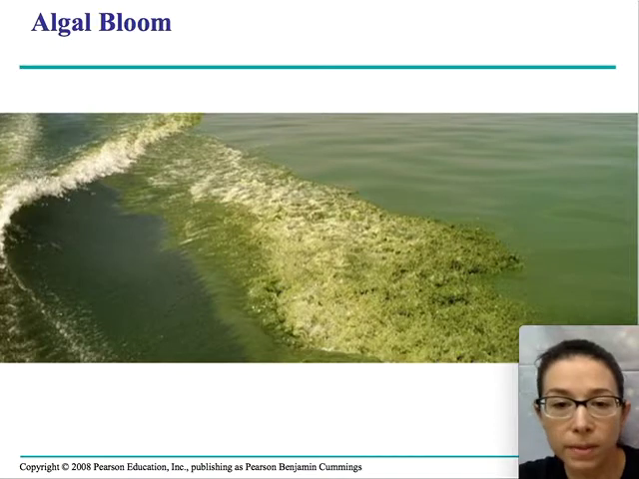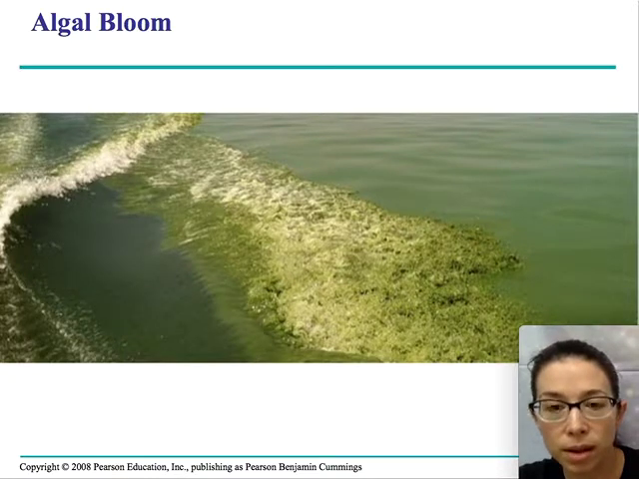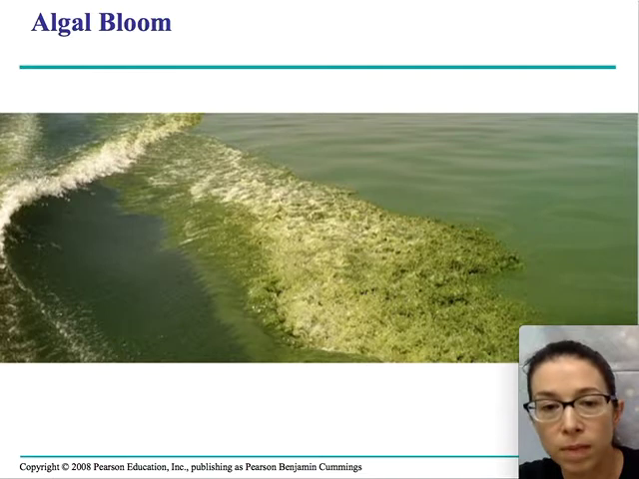Well, what happens is that the bloom blocks out the sunlight from anything that's underneath it, so that's one problem that arises.